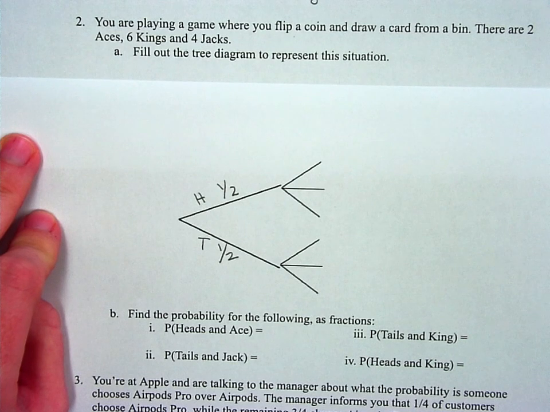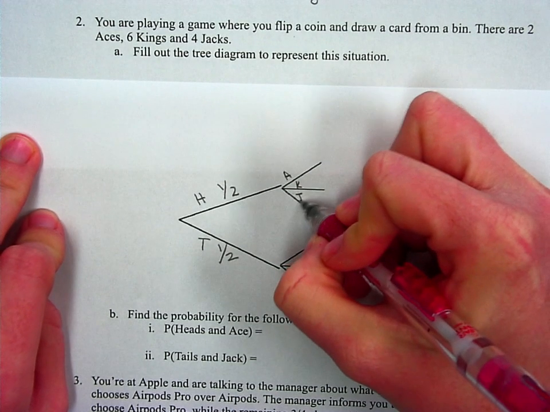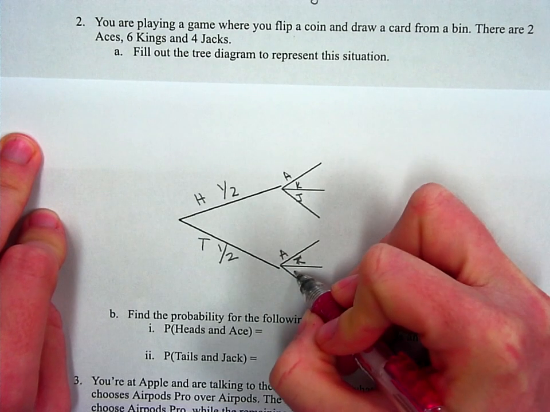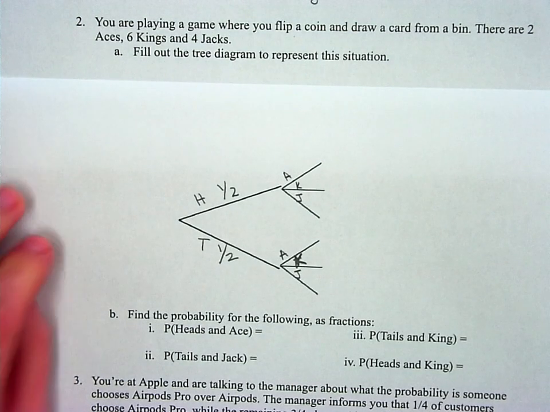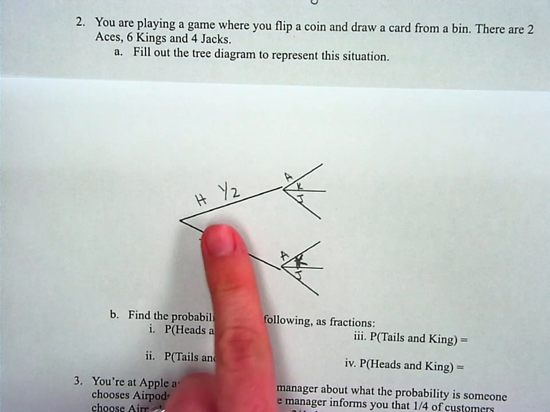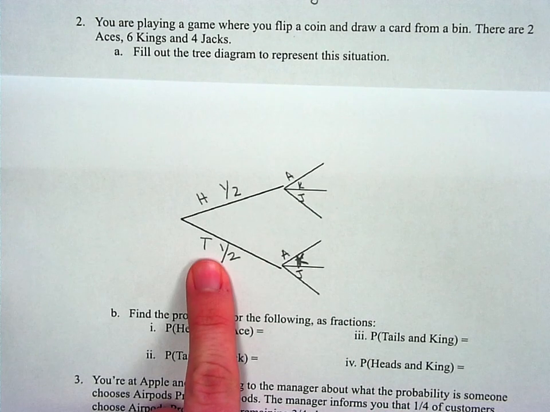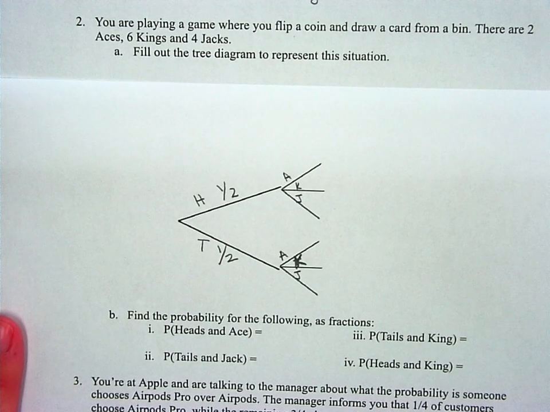There's aces, kings, and jacks. So I can get an ace, I can get a king, or I can get a jack. Okay. So I can either get heads on the coin and get either of these cards, or I can get a tails on the coin and get either one of these cards. So I need to explore every situation that could happen in this scenario.